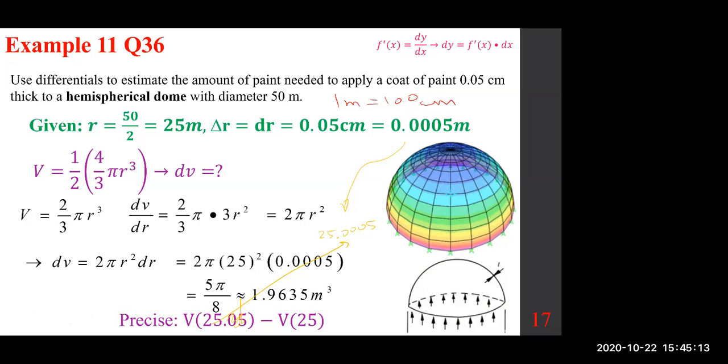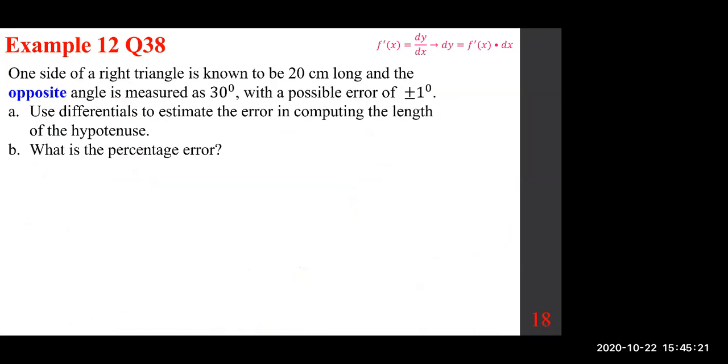I want to look at the last question, class. The last question of the section says one side of a right triangle is known to be 20 centimeters. So one leg is 20 centimeters. The opposite angle is 30 degrees, and maybe we have a possible error of plus minus 1 degree. We want to use differentials to estimate the error in computing the length of the hypotenuse, and what is the percent error? The first part is simply dy equals f prime of x dx in general.